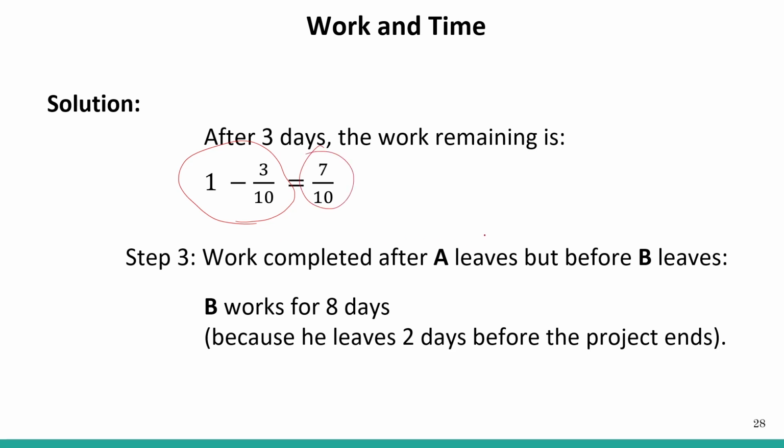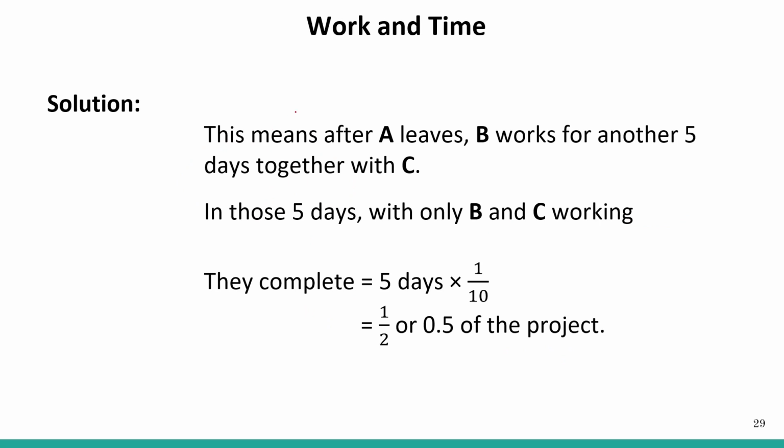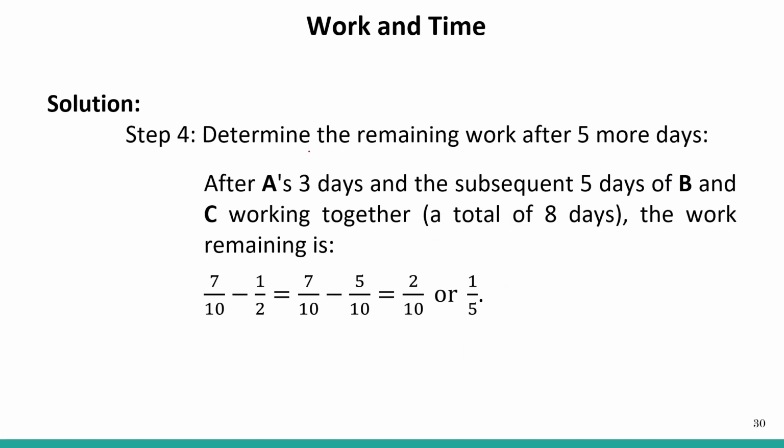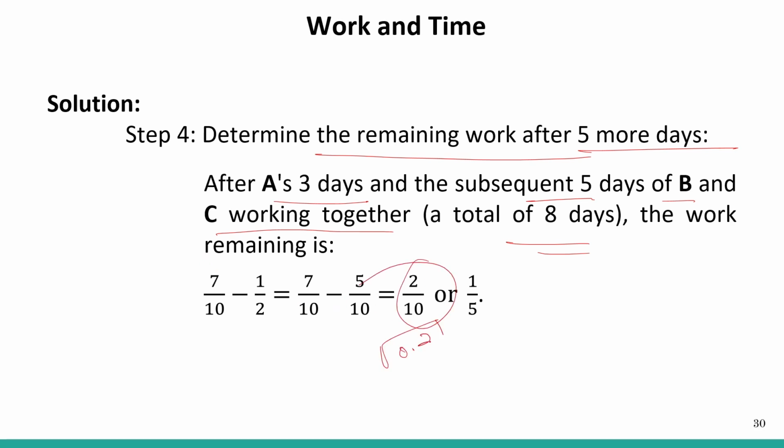Now the work completed after A leaves but before B leaves. B worked for 8 days because he leaves 2 days before the project ends. This means that after A leaves, B worked another 5 days together with C. In those 5 days with only B and C working, 5 days into 1 by 10 is 1 by 2, or 0.5. Determining the remaining work after 5 more days: A for 3 days and B and C together for 5 days, a total of 8 days, the work remaining is 7 by 10 minus 1 by 2, which is 2 by 10, or 0.2.